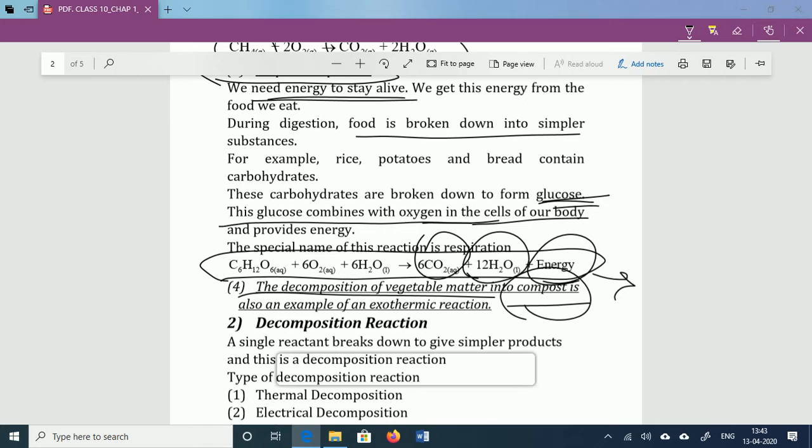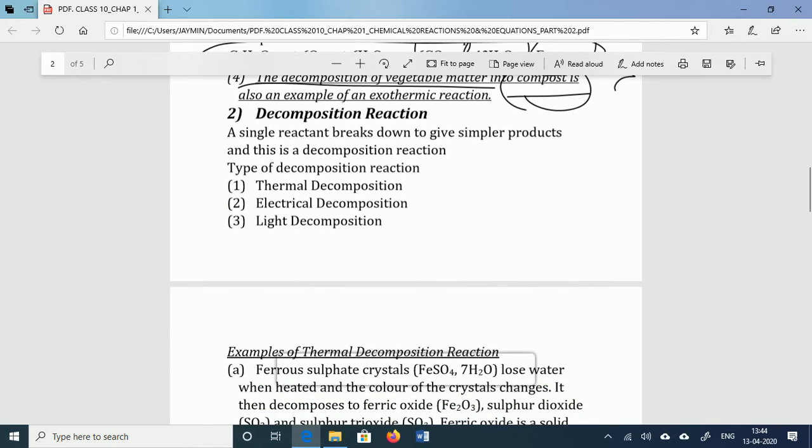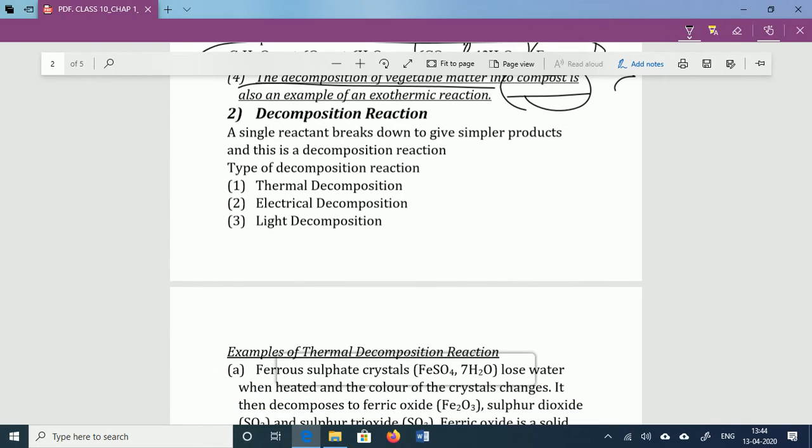Now we will move to the second reaction, that is the decomposition reaction. Decomposition reaction is opposite to the combination reaction. In a combination reaction, two or more reactants combine with each other and make a single product. A decomposition reaction is one in which a single reactant undergoes a breakdown process and produces two or more product components. So the single reactant breaks down into two or more products, and this type of reaction is called a decomposition reaction.